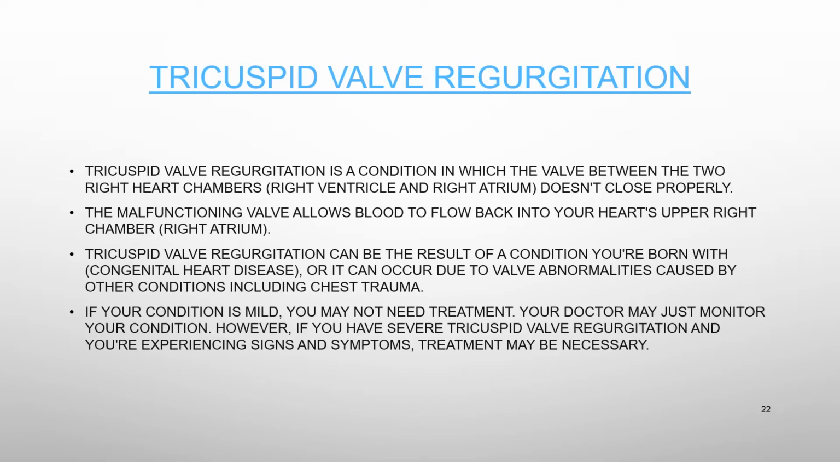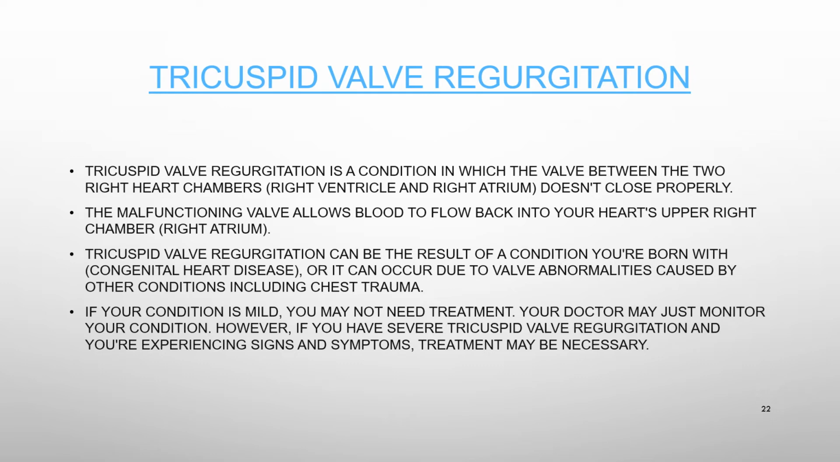Upon further evaluation of the case that we just presented, it was determined that this patient has tricuspid valve regurgitation. Tricuspid valve regurgitation is a condition where the valve between the right ventricle and the right atrium is damaged. So what happens is you get a backflow of blood from the right ventricle up to the right atrium. This is what can cause an increased pressure in the right atrium. This condition could be caused by congenital heart disease, or it also could be caused by chest trauma.